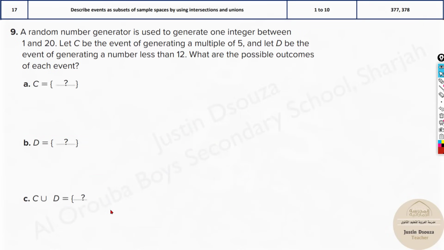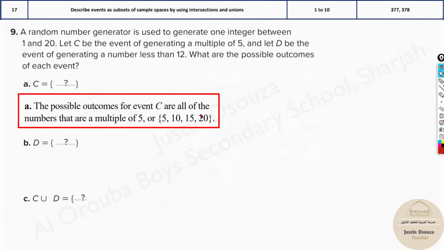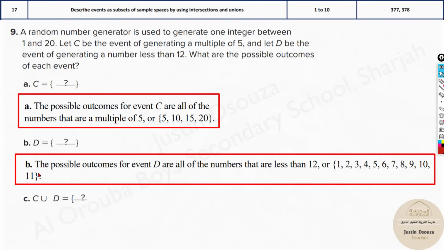And over here, a random number generator is used to generate one integer between 1 and 20. Let C be the event of the generator generating a multiple of 5. Okay, multiple of 5 within 1 to 20. The numbers are generated randomly from 1 to 20 only. Now we need this set to be a multiple of 5. It's either 5, 10, 15, 20. These are the possibilities. Now D be the event generating a number less than 12. So it can be anything until 12. So 1 to 11. That's it, 1 to 11.